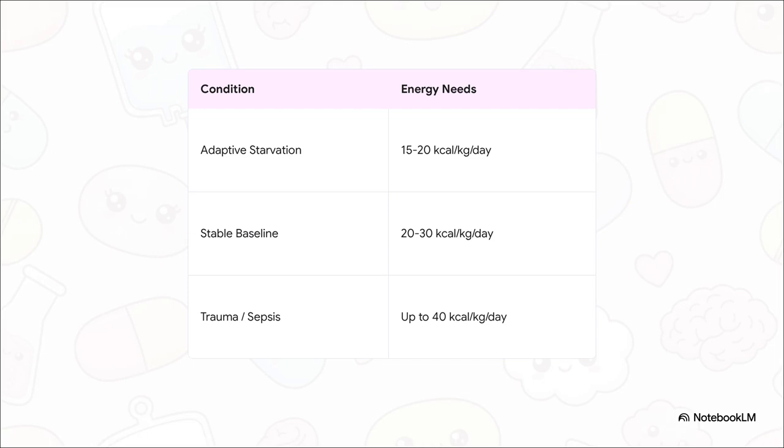A stable adult needs a baseline of 20 to 30 kilocalories per kilogram per day just to preserve cellular integrity. But let's look at how wildly this shifts under stress. If a patient is undergoing prolonged, uncomplicated fasting, their adaptive starvation profile actually drops their basal energy expenditure down to 15 to 20 kilocalories just to conserve energy. But throw in severe trauma or advanced sepsis, and their hypermetabolic profile spikes drastically, pushing those requirements all the way up to 40 kilocalories per kilo per day.